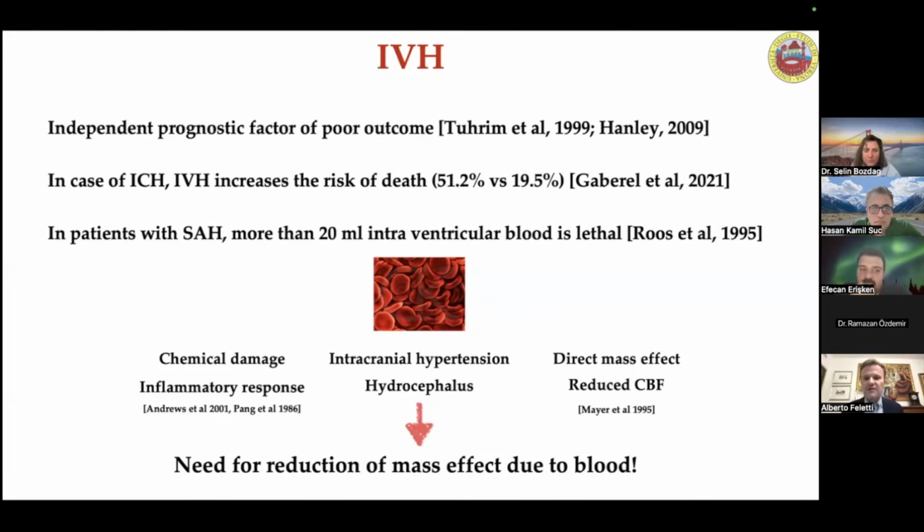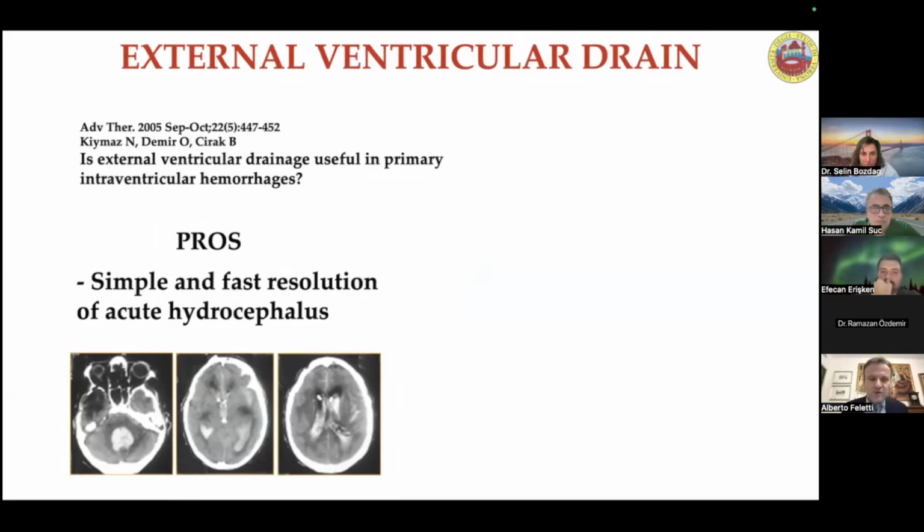And there is also a direct mass effect very often when the blood invades the fourth ventricle. This direct mass effect pushes against the brainstem with a subsequent reduced cerebral blood flow. And for all these reasons, we have a deterioration of the clinical situation of our patients. So there is a need for a reduction of mass effect due to blood. And we should do it as soon as possible.